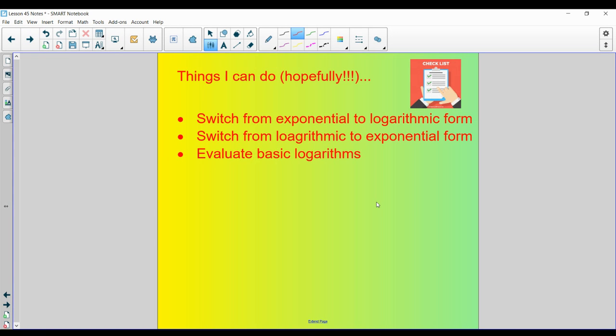All right, that is switching from exponential to logarithmic form and vice versa, and then evaluating basic logarithms. That's lesson 45. Let me know if you have questions.